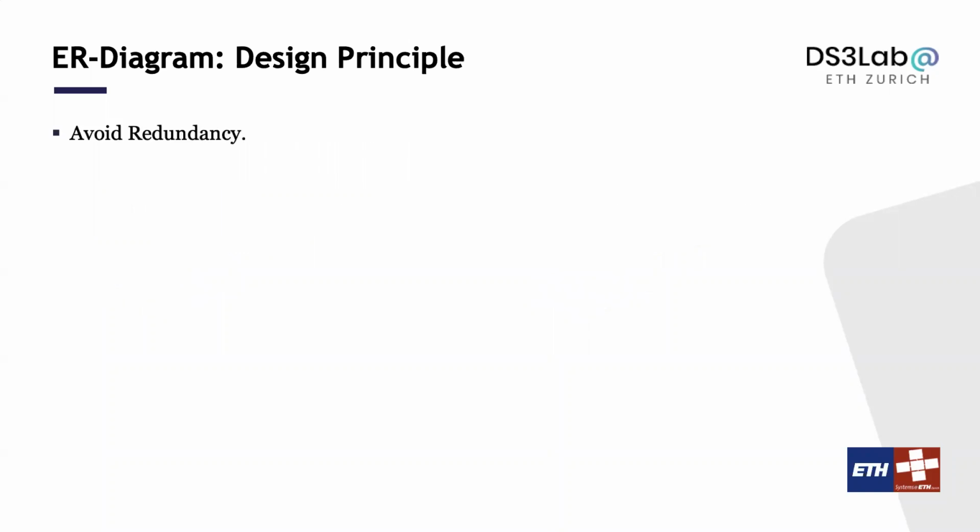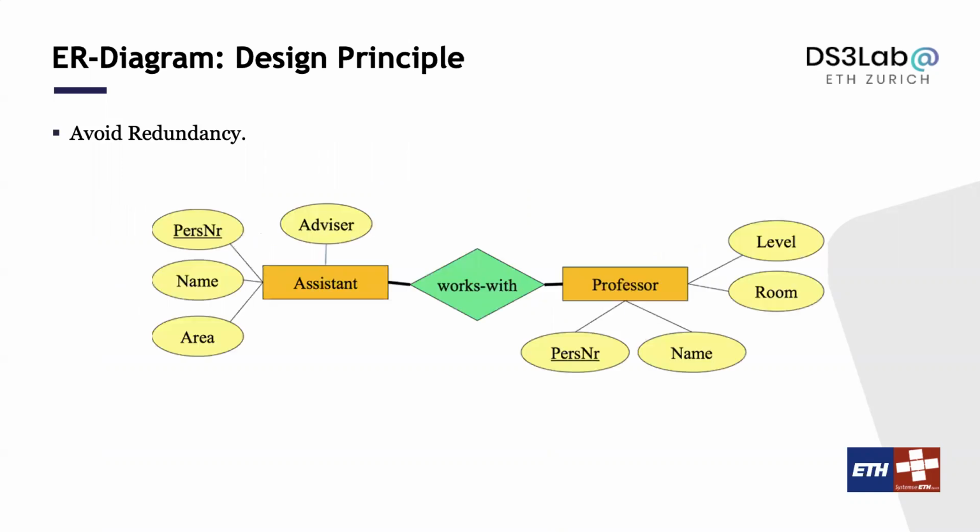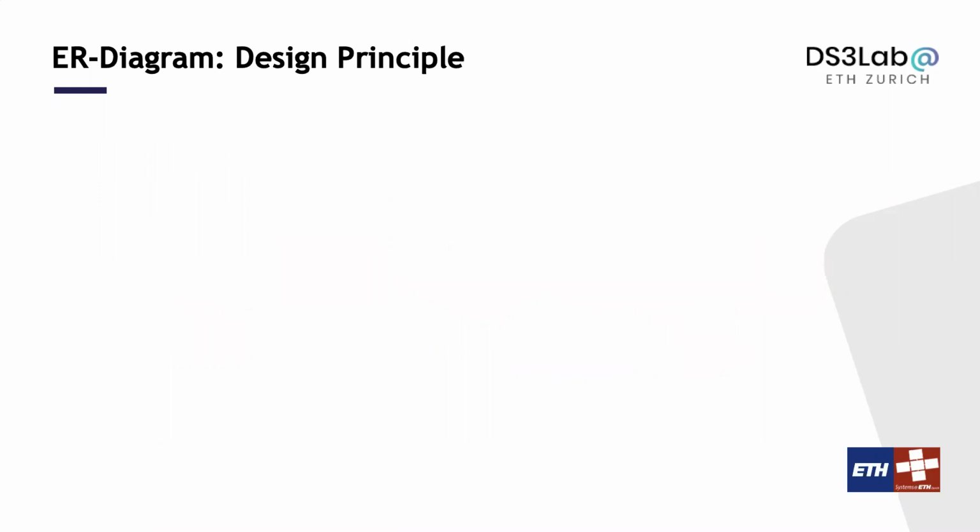And second, whenever you are modeling, ideally we want to avoid redundancy. For example, you could have a model that looks like this: I have an assistant and a professor, and the assistant works with the professor. But I could say one assistant also has an advisor. Assuming in your application this advisor and the professor the assistant works with is always the same person, maybe you do not want to have that, because if you do this, you are going to have redundant information. So you want to avoid that.